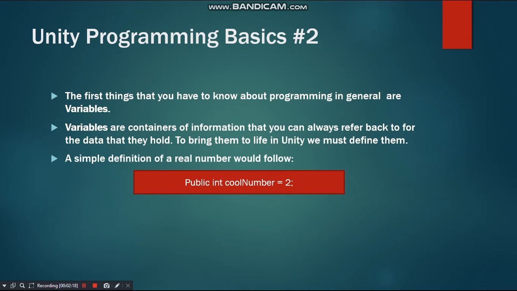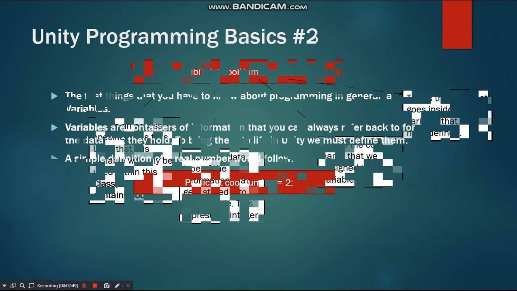So the first things that you have to know about are variables. Variables are containers of information that you can always refer back to for the data that they hold. To bring them to life in Unity, we must define them. A simple definition of a real number, regular number like 1, 0, 5, 8, 9, 18, -8, it would be something like this. Public int cool number equals 2. Alright, we're going to get into what all this means in the next slide.